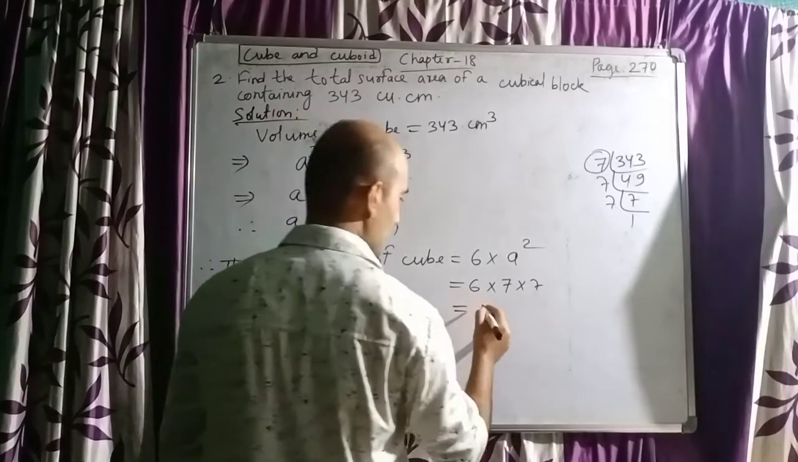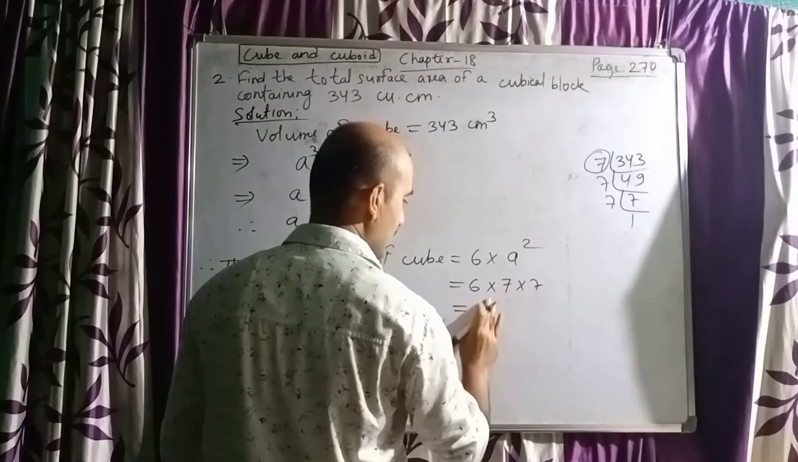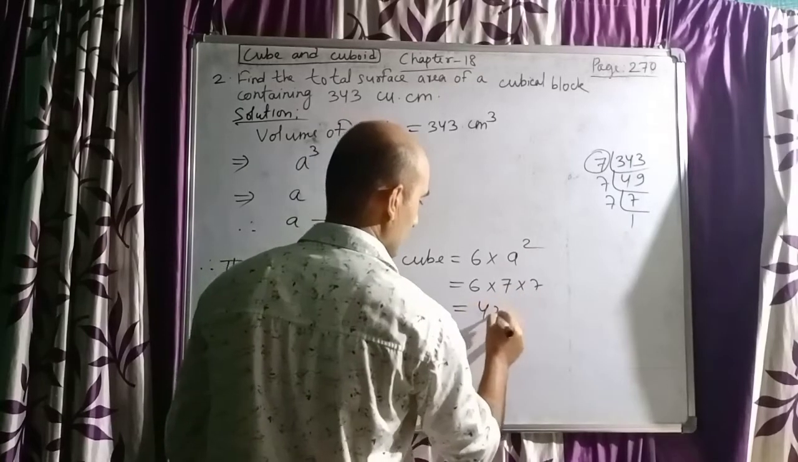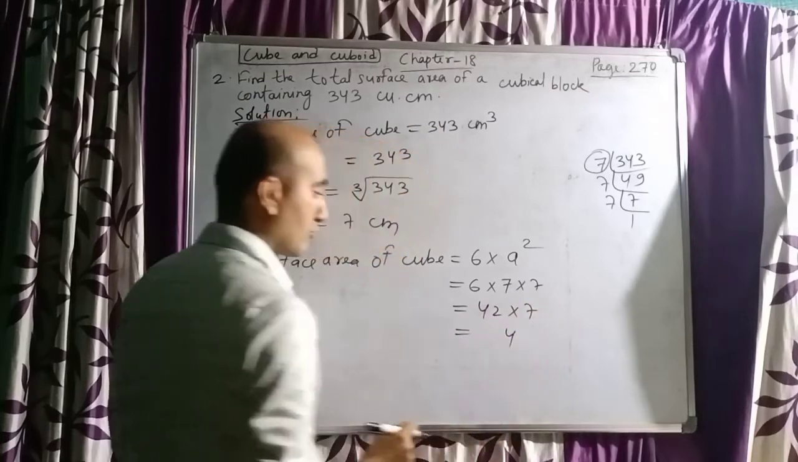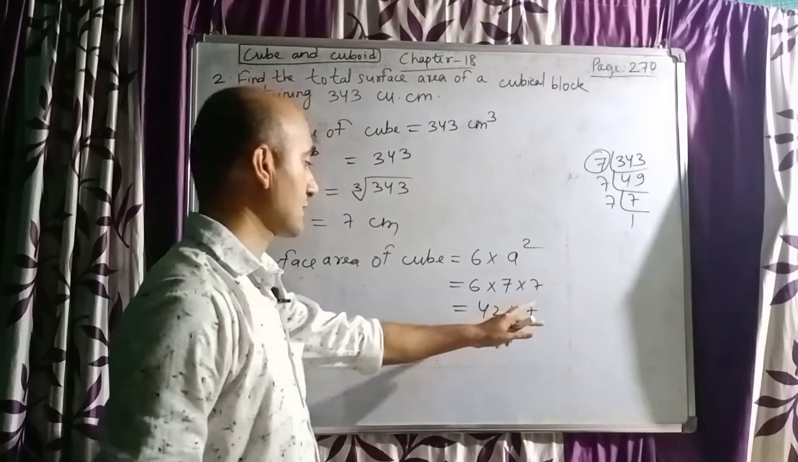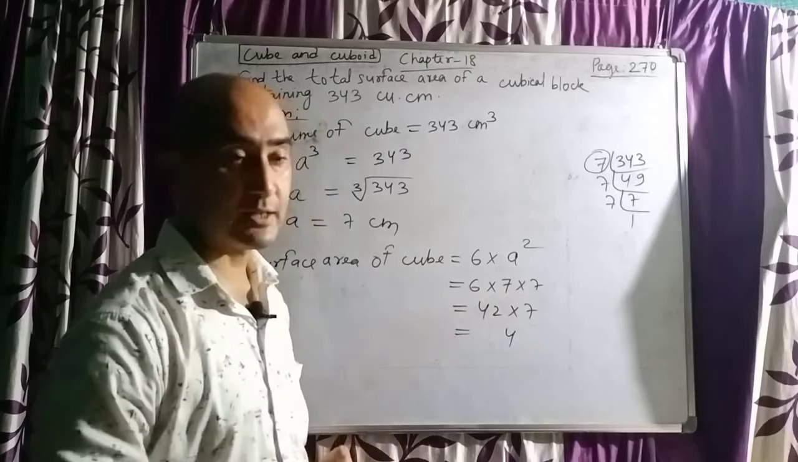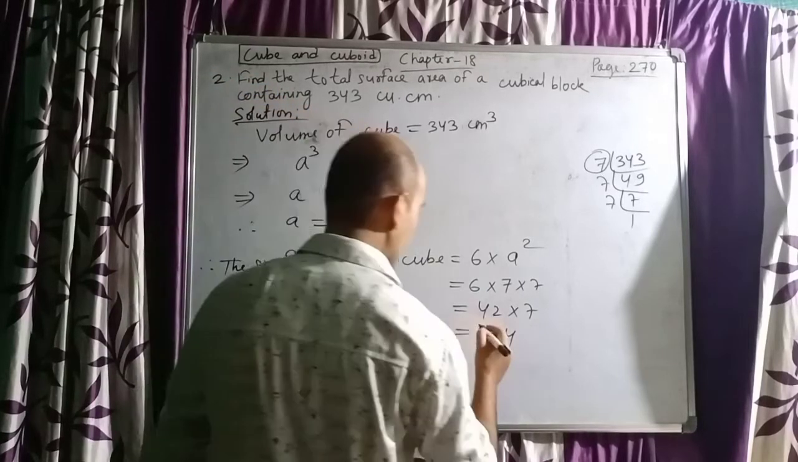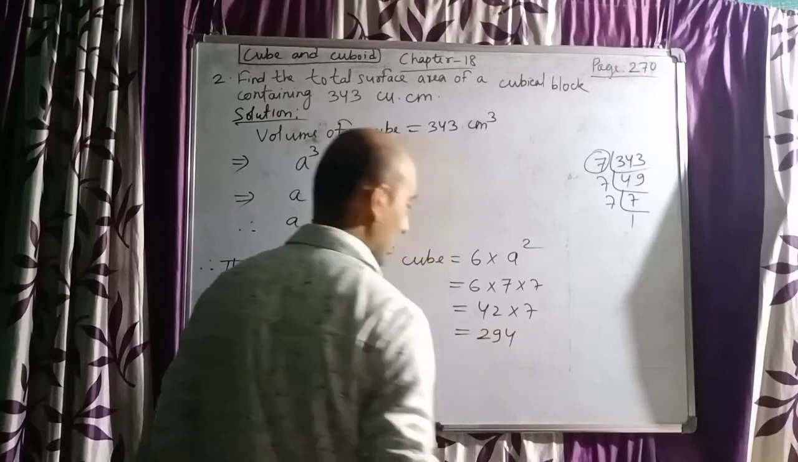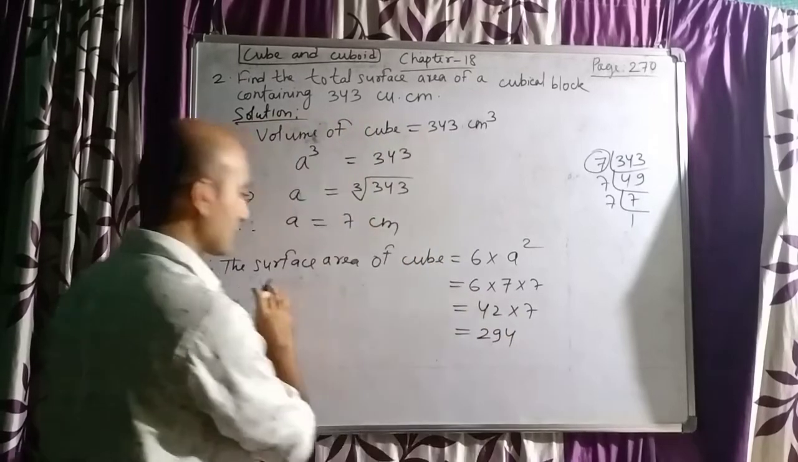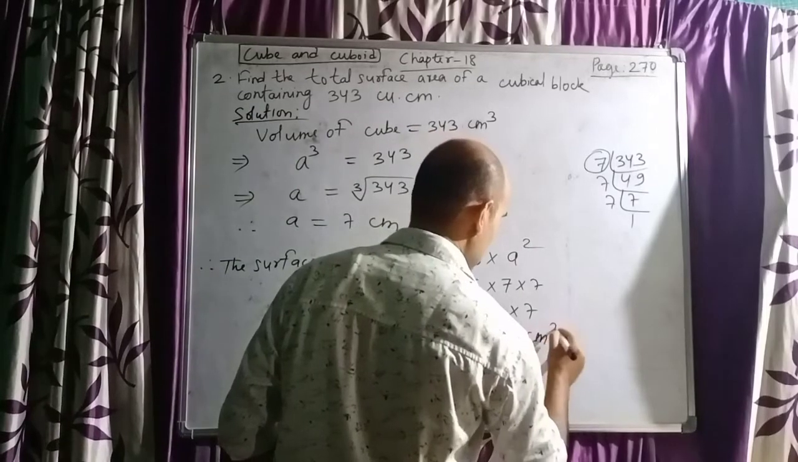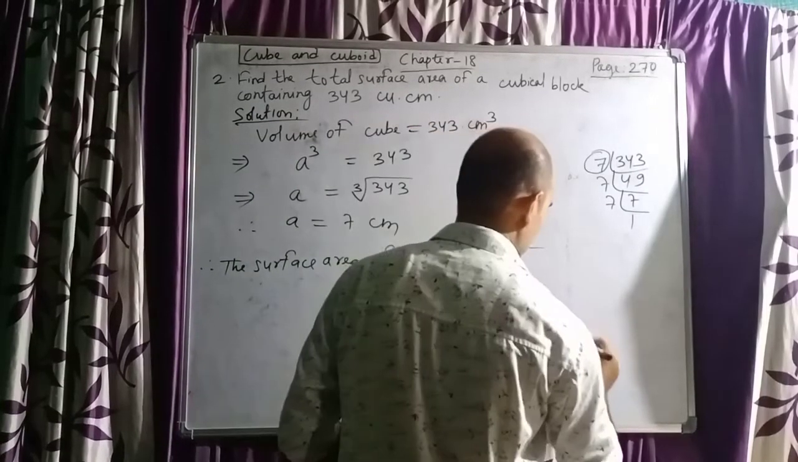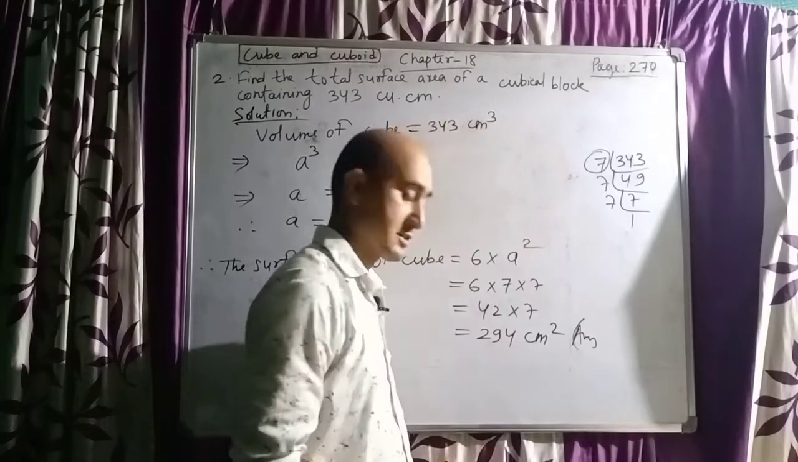So I can write it this way also, like this: 6 7s are 42, into 7. Next 7 2s are 14, 4 in hand we have 1, 7 4s are 28, 28 and 1 is 29, so 294. This is the area. In area our unit should be square, centimeter square. This is our answer, children.